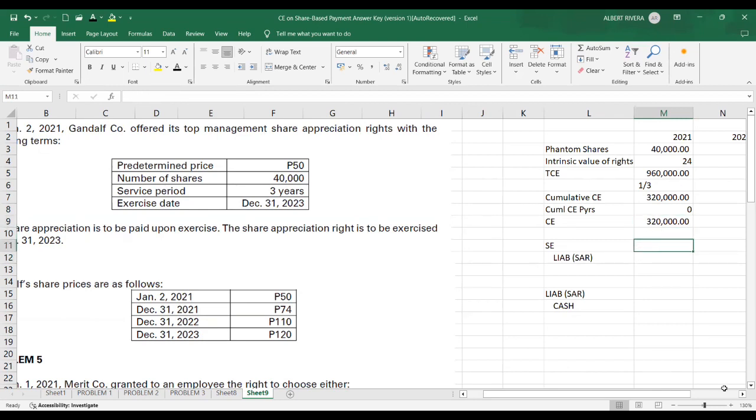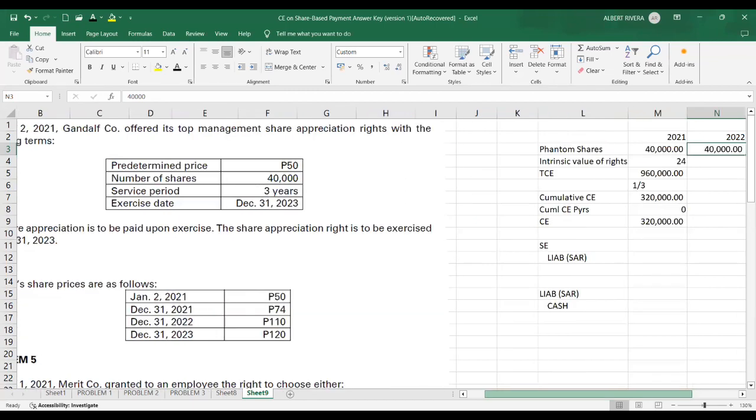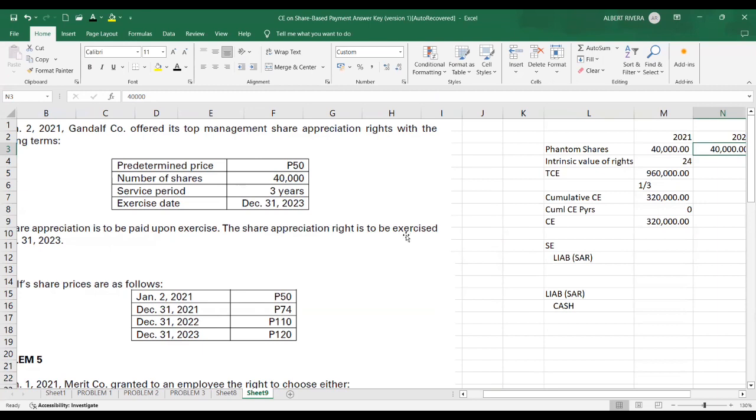In the second year, 2022, so your phantom shares remains to be at 40,000 times the intrinsic value of the rights. The intrinsic value now is the predetermined price versus the market value of the shares. The market value of the share in 2022 is 110 minus 50. Again, this is the basis of the compensation, the difference between the market value of the share and the predetermined price. Remember that when you are using the intrinsic value, ang ginagamit mo, market value of the shares.